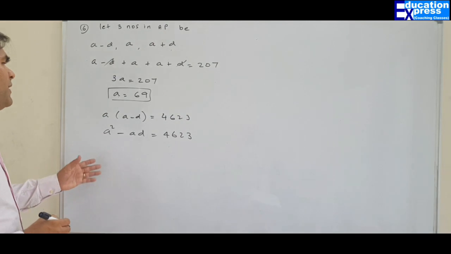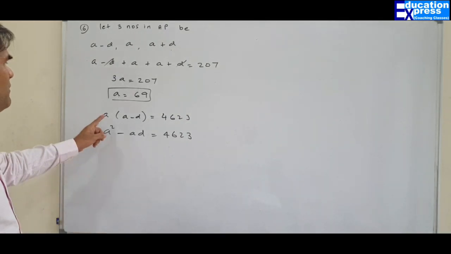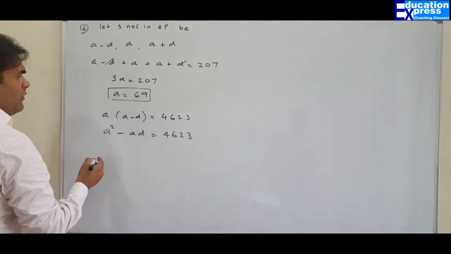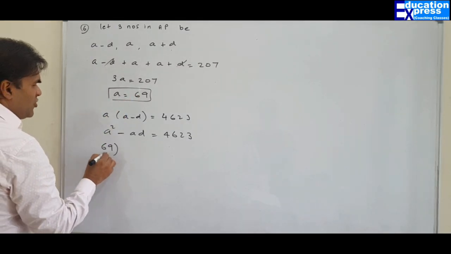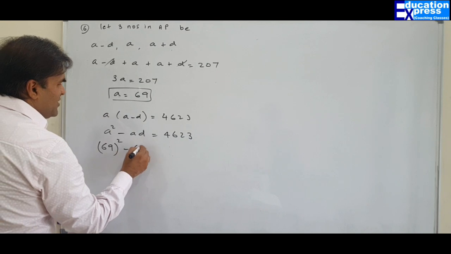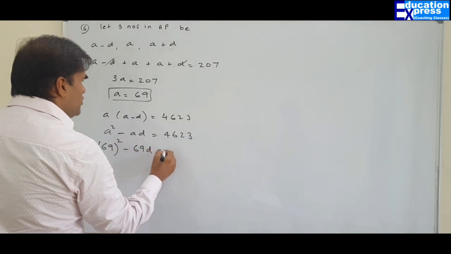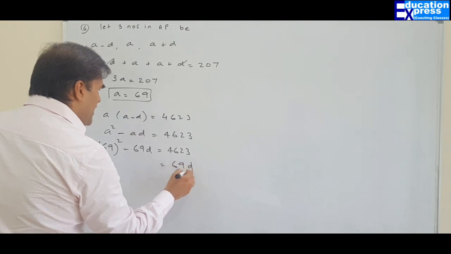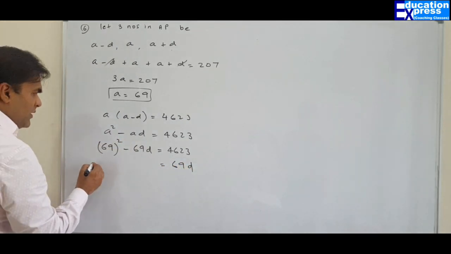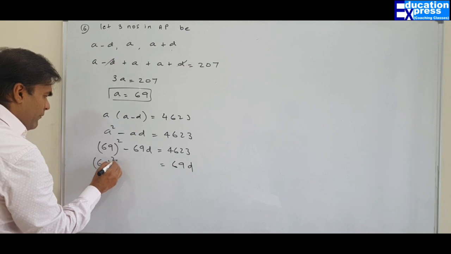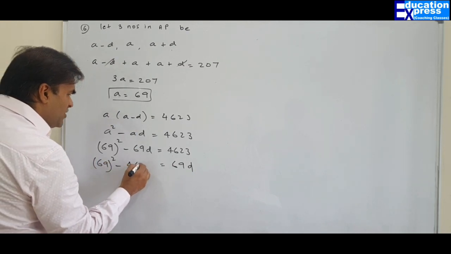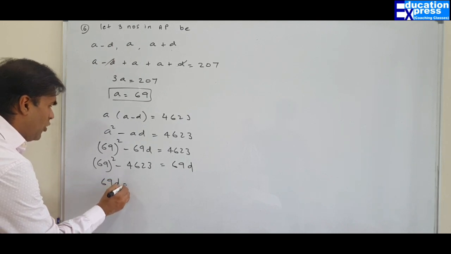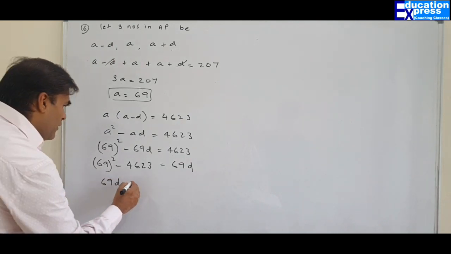My dear friends, it becomes a very simple question, as we simply have to substitute the value of this. 69 squared minus 69D equals 4623. Can I say 69D will be equal to 69 squared minus 4623? Yes, sir. So 69D. I hope you know how to find the square.